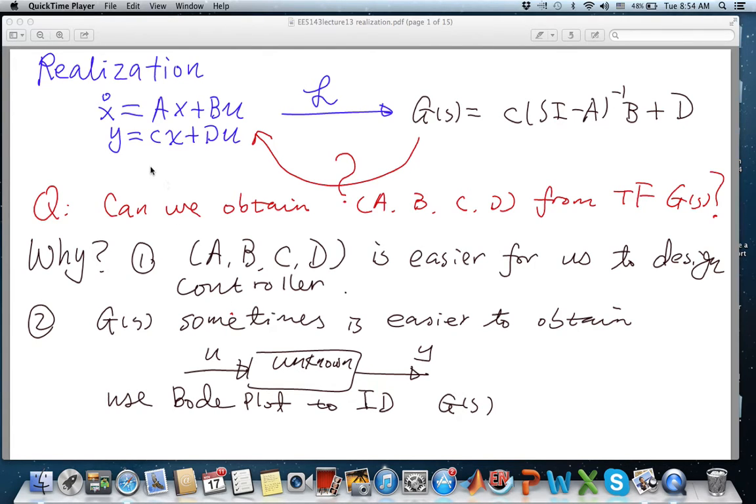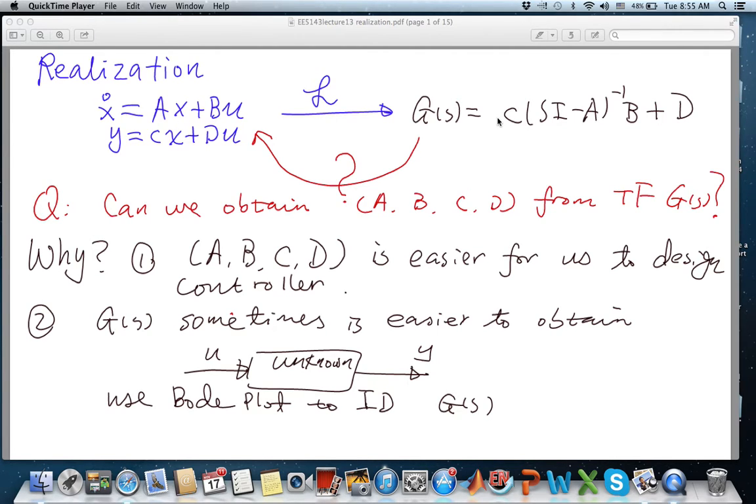If we have a state space representation x dot equals Ax plus Bu, y equals Cx plus Du, through Laplace transform, we can get the transfer function G(s) as matrix C times (sI minus A) inverse times B plus D matrix. Okay, so we have learned this many times that the state space representation is equivalent to this transfer function.